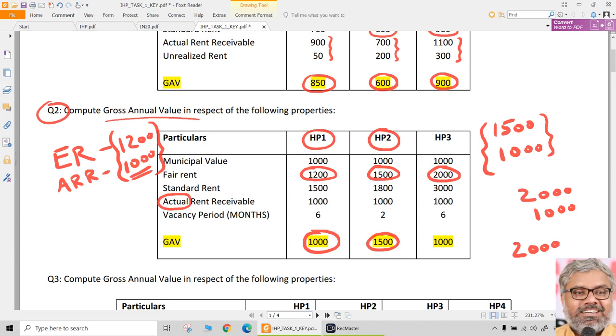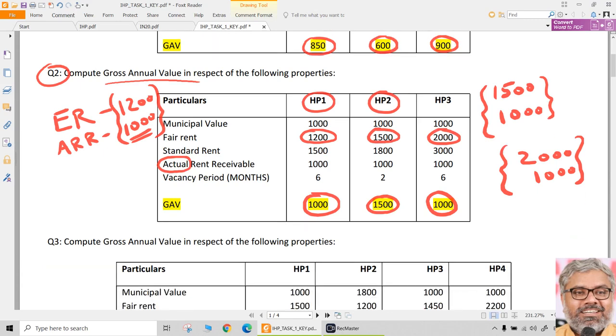Which means definitely this property has ARR of 1000 rupees, which is less than expected rent of 2000 rupees only due to vacancy. When it is only due to vacancy, naturally once again, whichever is lower has to be taken as gross annual value. That is the answer for house property 3.